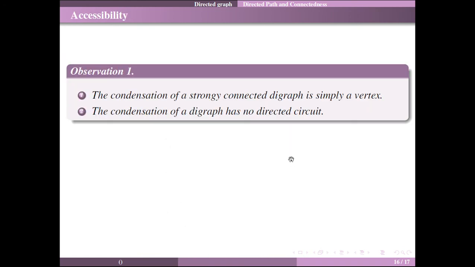The condensation of a strongly connected digraph is simply a vertex. Also, the condensation of a digraph has no directed circuit.